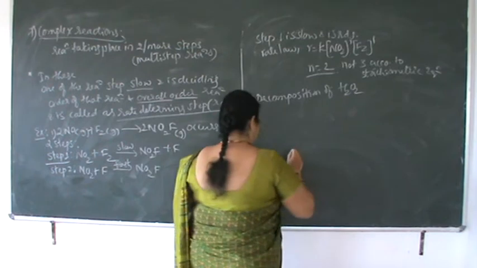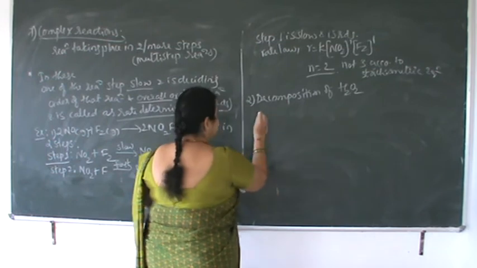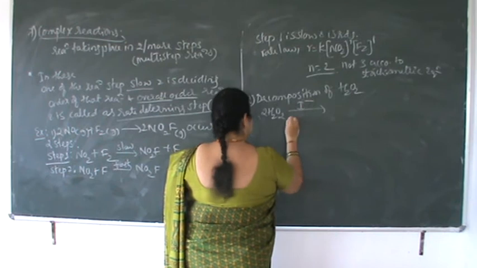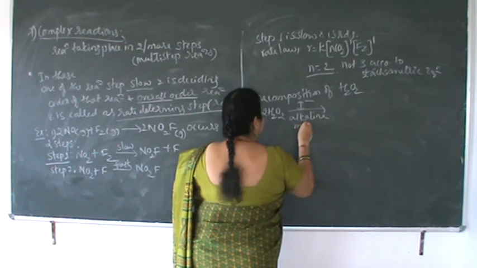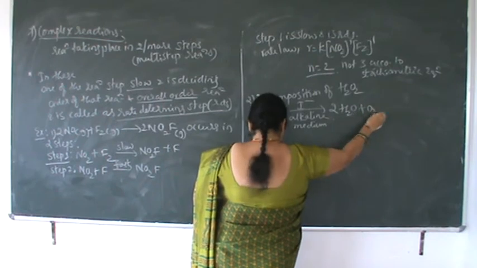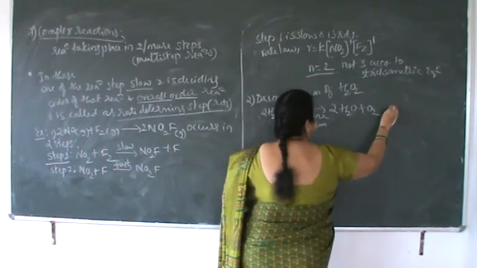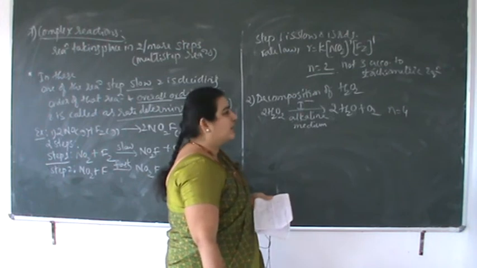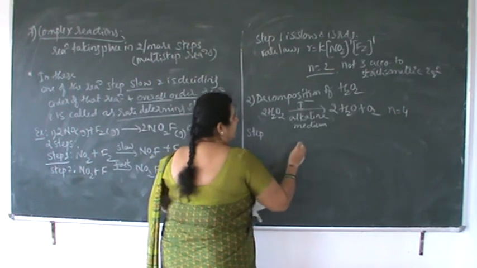Decomposition of hydrogen peroxide, which is catalyzed by iodide ion in alkaline medium. The reaction will be 2H2O2 in the presence of I minus and alkaline medium giving 2H2O plus O2. So according to this reaction, 1, 2, 3, 4, the reaction order will be 4. Okay. According to the stoichiometric reaction, the order of the reaction is 4, and it occurs in two steps.